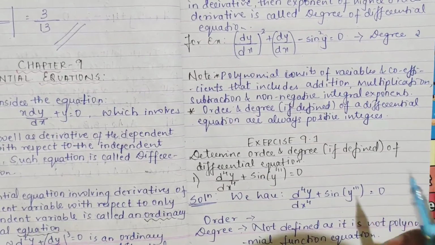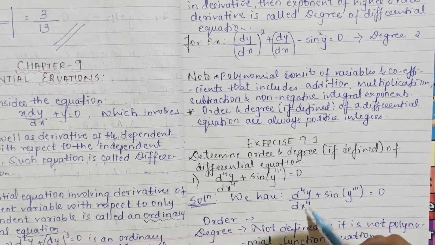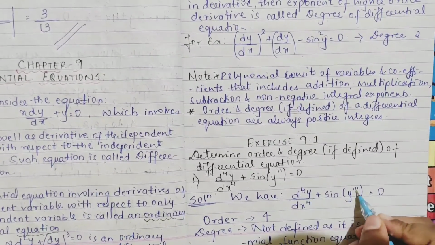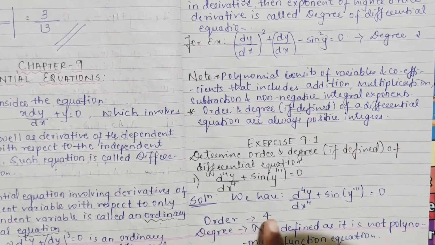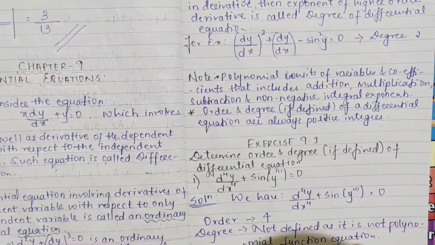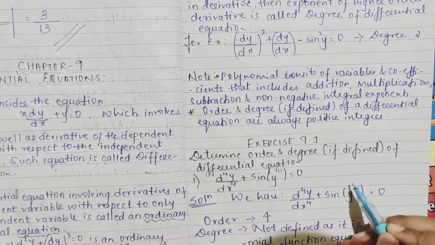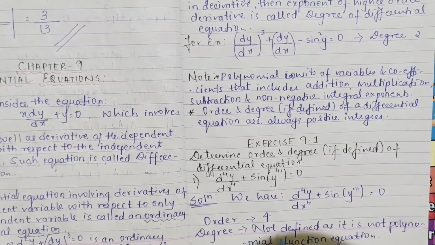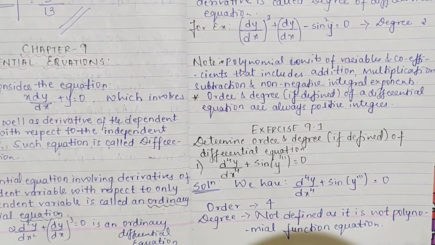So write whatever is given. Now order is what? Yes, the highest derivative is 4, right? Here it is 4 and here it is 3, but we have to go for the highest derivative order, and that is 4, so order is 4. Degree, what will it be? Obviously, it is not defined as it is not a polynomial function. Why? As I have said, here it is involving the derivative inside sine. If only y was there you could have found it, but here it is involving derivative, so it is not defined.